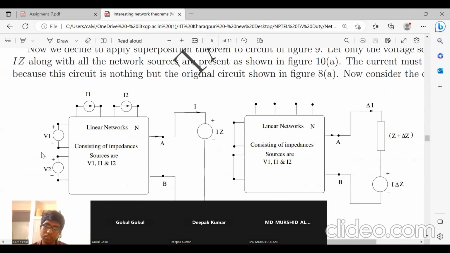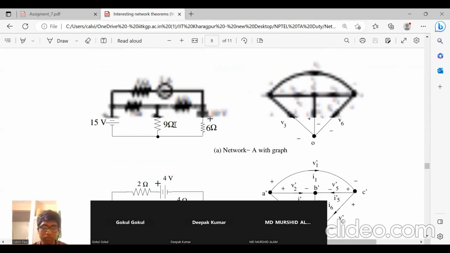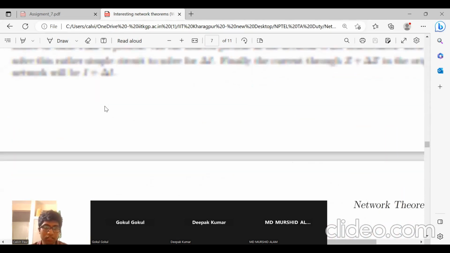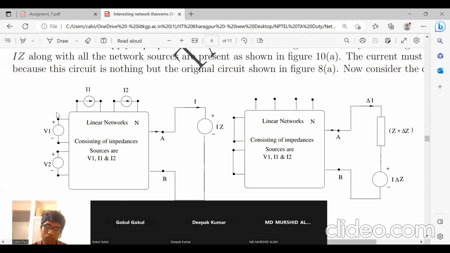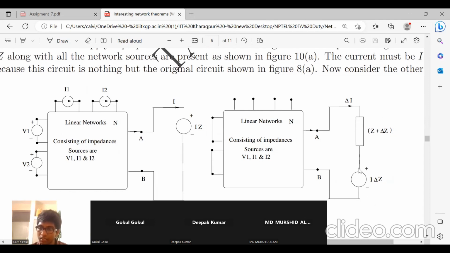In one case, these are voltage sources and current sources. In this case, these voltage sources and these current sources, as well as this voltage source, are active. And we see the effective current I, which is flowing through this terminal between A and B. That is the current I. Then these voltage sources are replaced by short circuit, these current sources are replaced by open circuit, and these other two voltage sources are considered in the network.